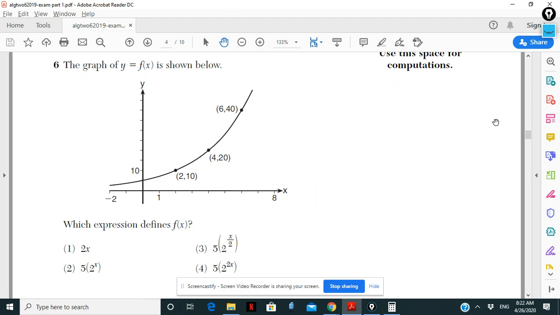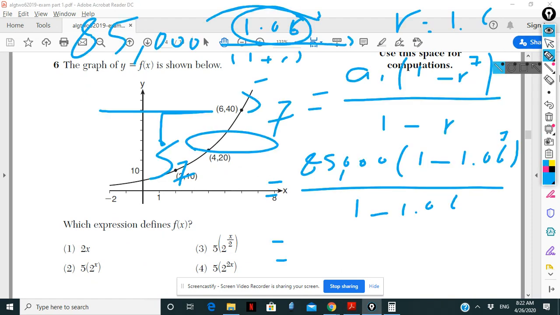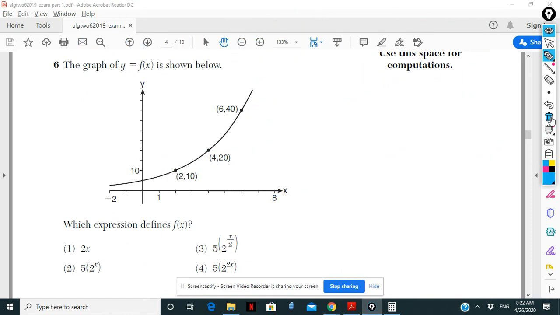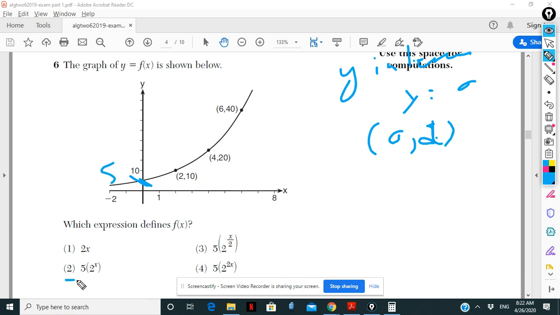Question number 6. Okay. Now look here. That's an exponential function. So here the y-intercept means x equal to 0. So when x is 0, that's going to be the a value. So here it's 5. So the a value should be 5. So I excluded 1. I have 2, 3, and 4.